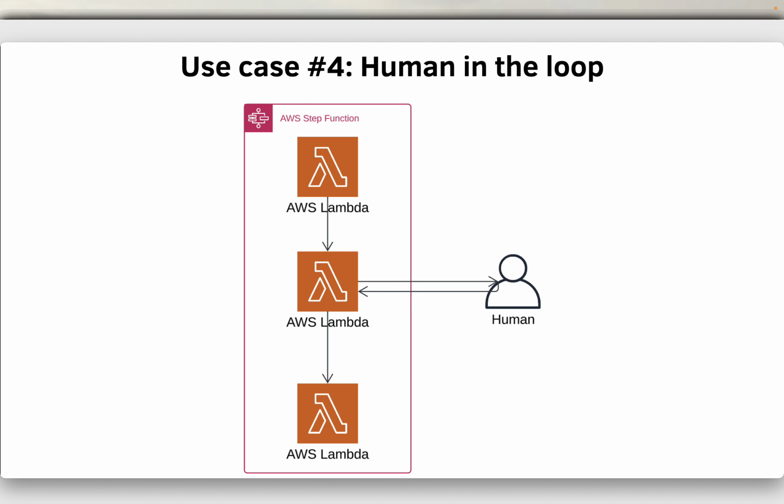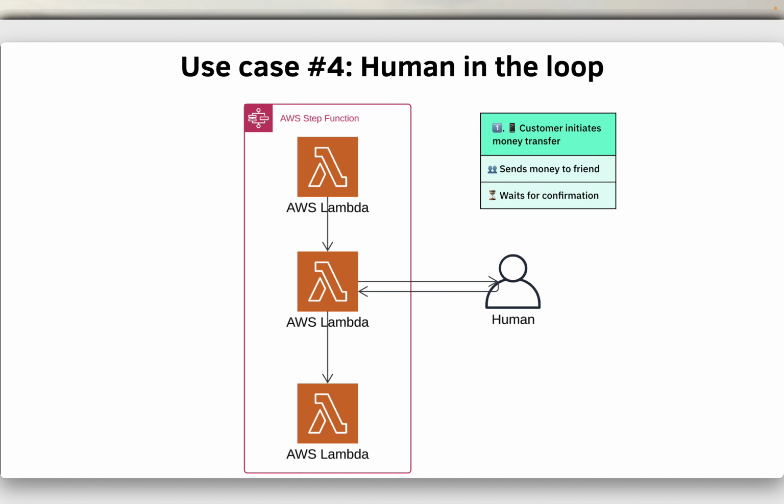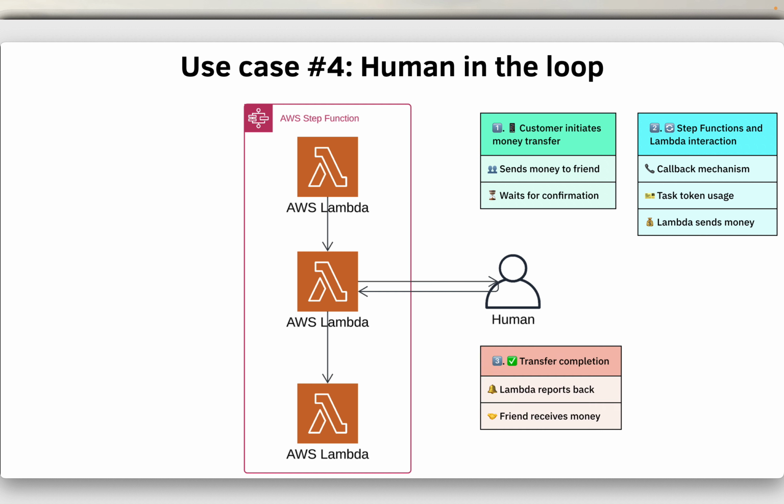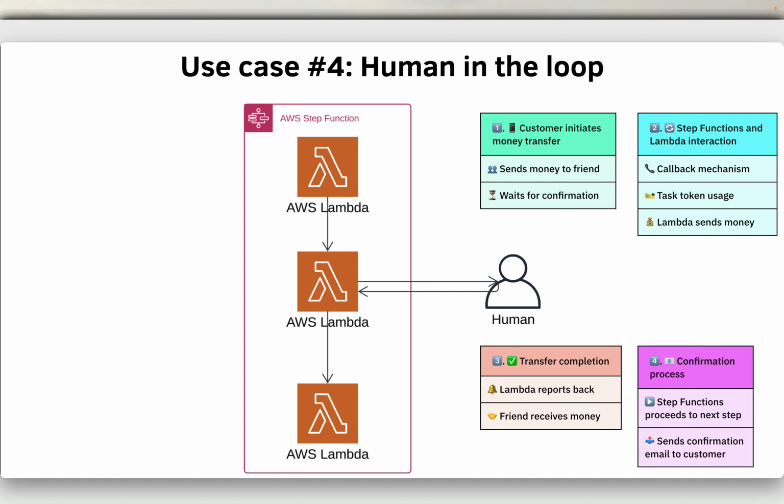Next use case is human in the loop. In this scenario, a customer uses a banking app to initiate a money transfer to a friend and waits for a confirmation email. Step Functions interacts with Lambda using a callback mechanism and a task token. Lambda is instructed to send the customer's money and report back upon completion. Once the friend receives the money, Lambda reports back to Step Functions, indicating the successful transfer completion. Step Functions then proceeds to the next step in the workflow, which is to send a confirmation email to the customer, completing the transaction process.